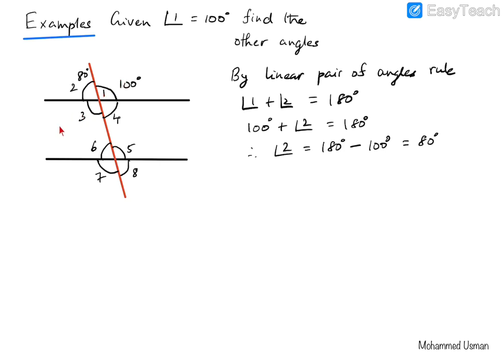So that means angle 1 and angle 3 must be the same because they are vertically opposite to each other. Similarly, angle 2 and angle 4 must be equal because they are vertically opposite to each other. So for intersecting lines, vertically opposite angles are equal. So we will use that rule and find out what is angle 3 and angle 4.